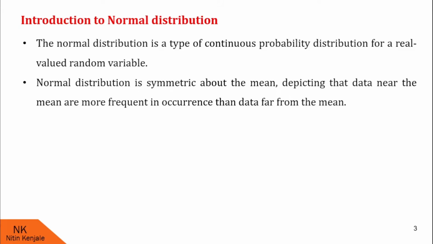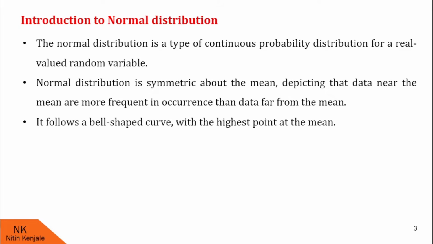Normal distribution is symmetric about the mean, depicting that data near the mean are more frequent in occurrence than data far from the mean. We will understand this point with the help of a graph later on. It follows a bell-shaped curve with the highest point at the mean.